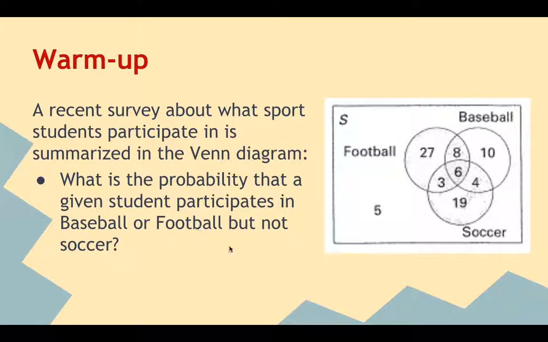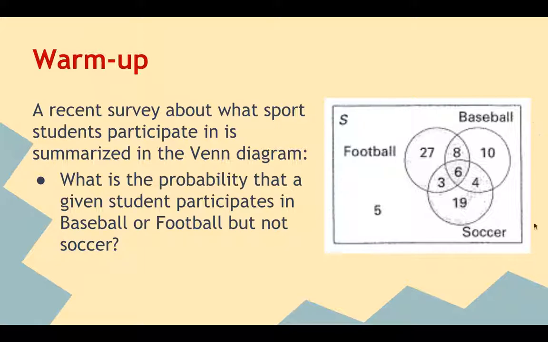The probability that you're in baseball or football, but not soccer, is the 10, the 8, and the 27. These are all the soccer players, not soccer, baseball or football. It doesn't say baseball or just football or not both of them, so you've got these three categories. If you add those up and divide them by all the numbers added up, that would get you your probability.